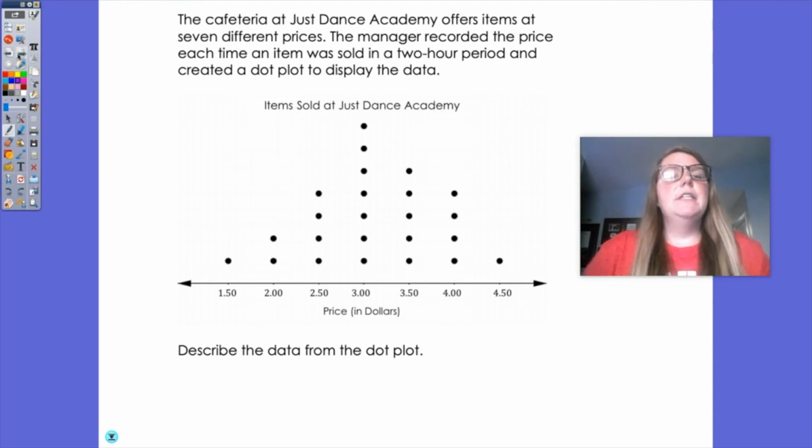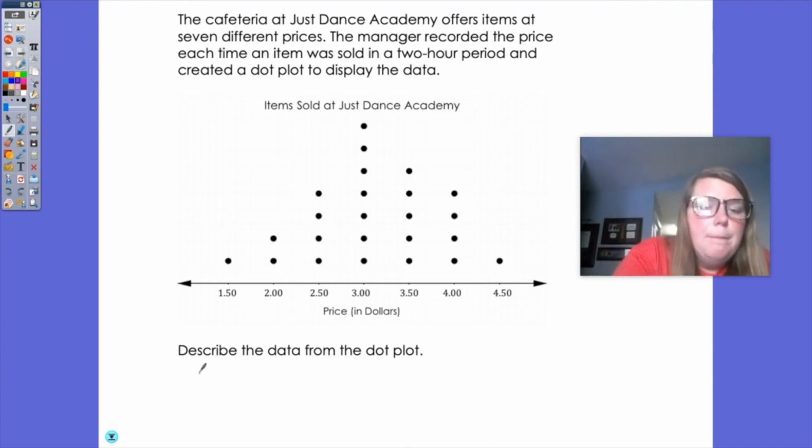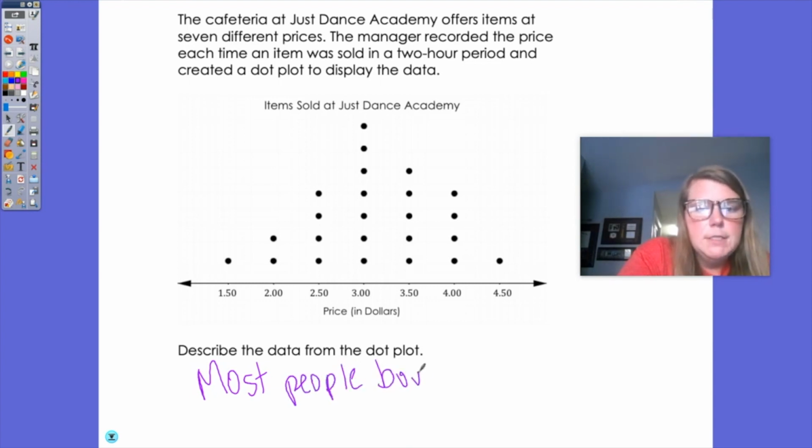All right, so the cafeteria at Just Dance Academy offers items at 7 different prices, and here's the dot plot of those items that they sold in 2 hours. So describe the data from the dot plot. The first thing I would say is most people bought $3 items.